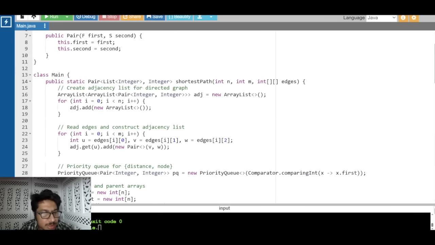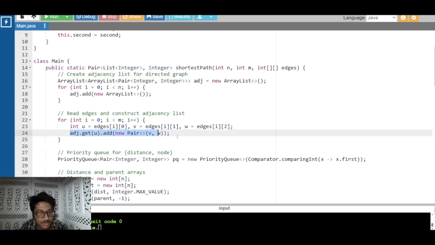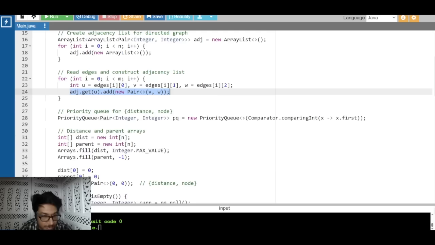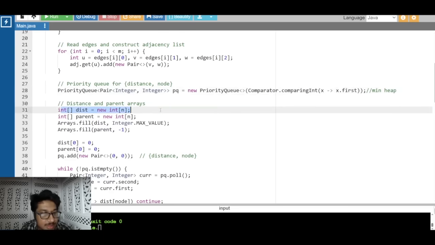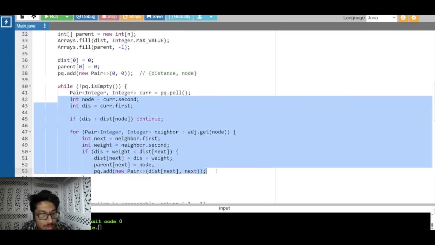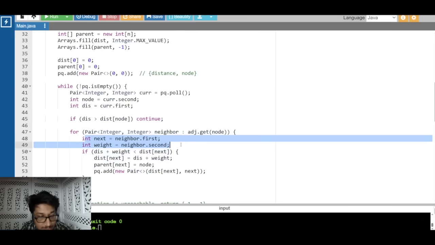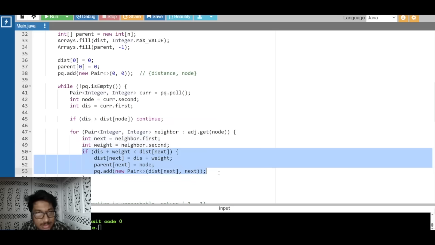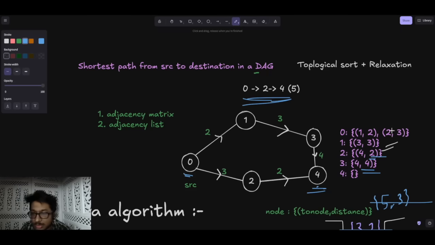In the shortest path, again, you need to pick up the adjacency list. So this is how the adjacency list is going to be. You have to push V and W, exactly the same. Priority queue, again, this is the min heap one. Once you do that, you have the distance array, the parent array. This logic is exactly similar. You have to go through all of its adjacents, get the next node and the weight. If the weight is lesser than the distance, then you simply replace it, update the parent, and add it into the priority queue for further iterations.